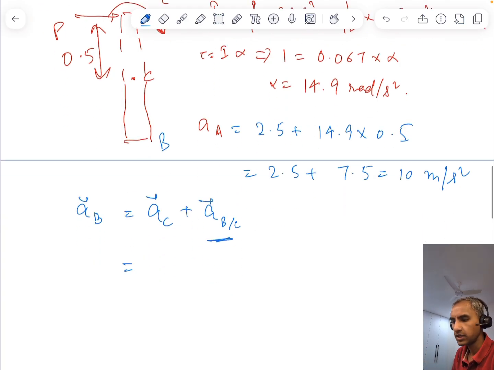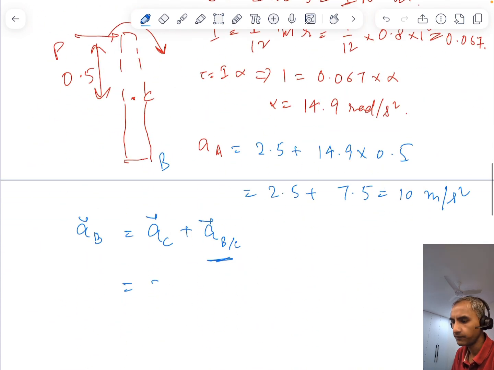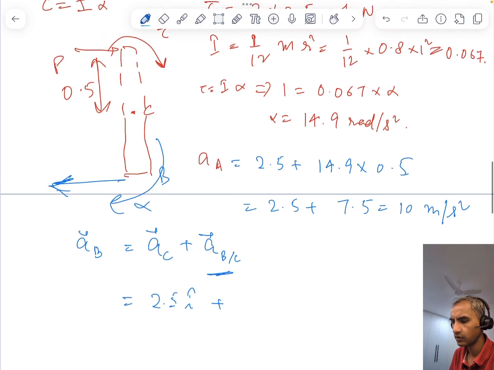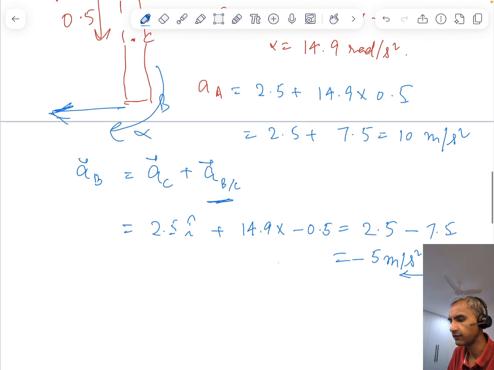So therefore the only acceleration would be alpha r, right? So let's just do that. AC, of course we already found out, is 2.5 I cap. With respect to the point C, the location of point B is negative 0.5, right? So it would be 14.9 times minus 0.5, that would be 2.5 minus 7.5, that would be minus 5 meter per second square. That means this is in the negative x direction. That's the acceleration of point B.